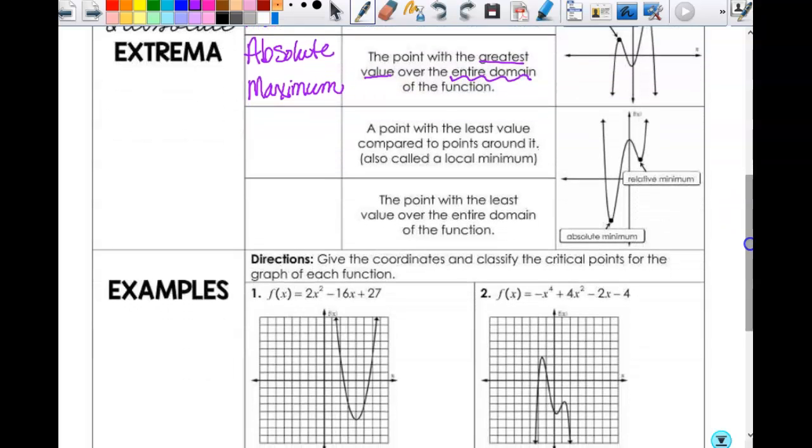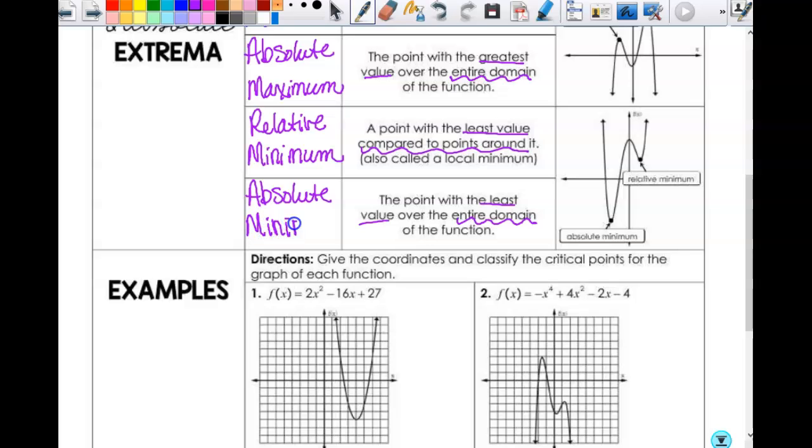You can have an absolute minimum or a relative minimum, the least value compared to the points around it, or over the entire domain. I want you to understand how to identify them.